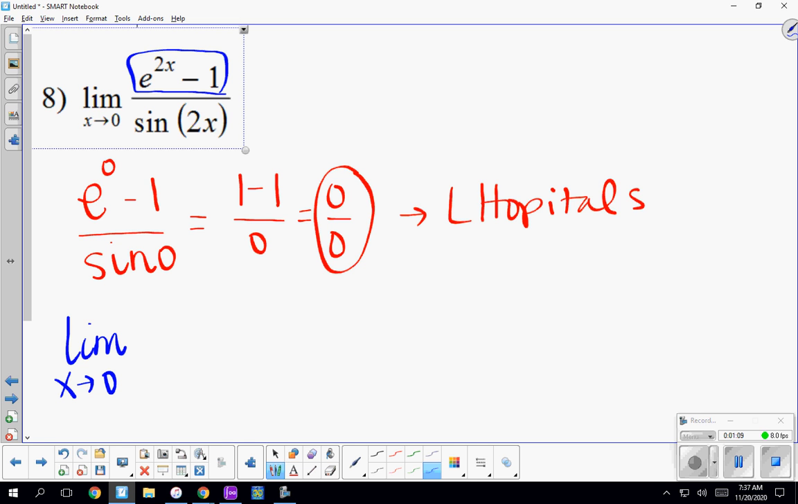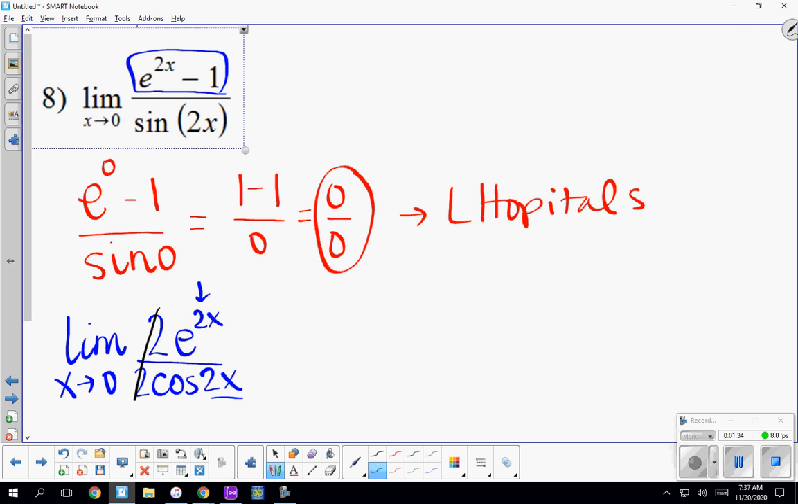So derivative of e to the 2x is e to the 2x times the derivative of whatever that exponent was. And so that's a 2. Derivative of minus 1 is 0. And then the derivative of the denominator is going to be, sine of a function is cosine of the same function times the derivative of that function. So there's going to be a 2 there. You can always simplify.